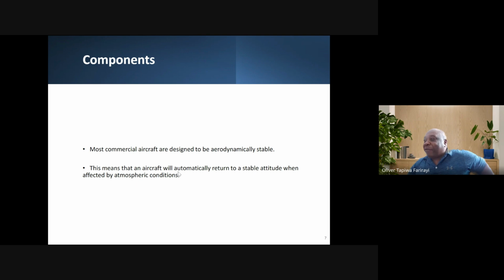Okay, this means that an aircraft will automatically return to a stable attitude when affected by atmospheric conditions. So it can get affected by sudden wind gusts, turbulence. If it's been affected that way, the aircraft should adjust itself to come back to a position of stability again. If it didn't, then it wouldn't be an aircraft. Call it something else. And no one would want to fly in it, because if you've got a gust to the left, it will just keep spinning around that wind gust.